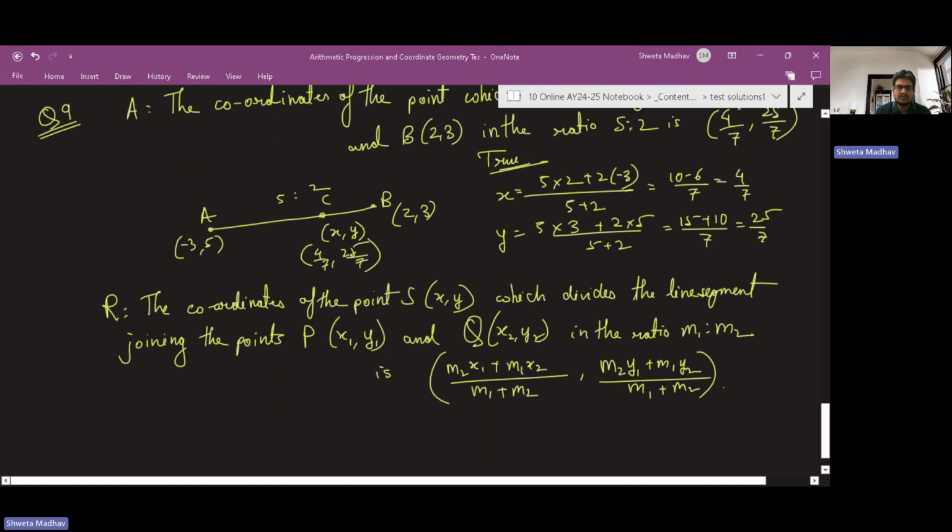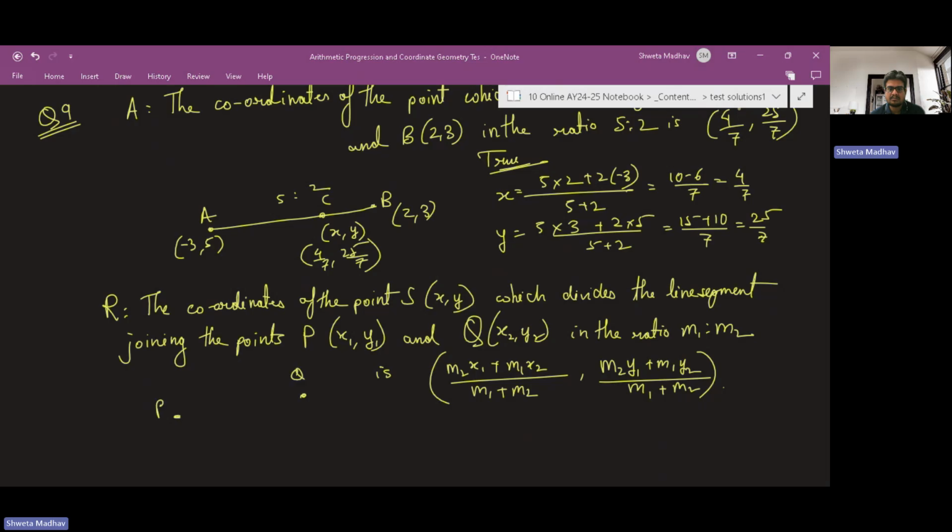And the reason is also given as the coordinates of the point S, which divides the line segment joining the points P and Q in the ratio m1 is to m2.